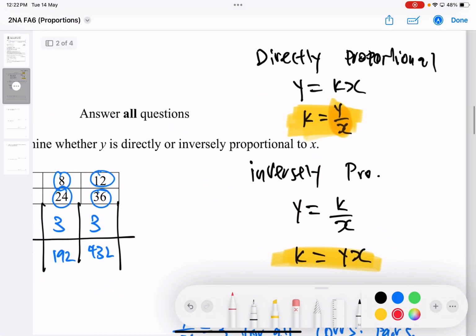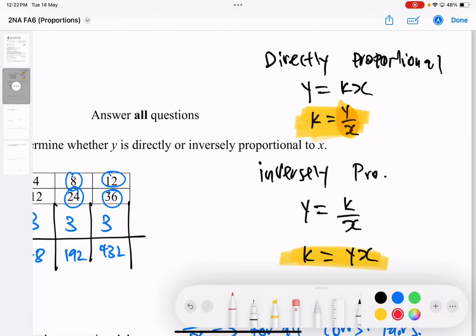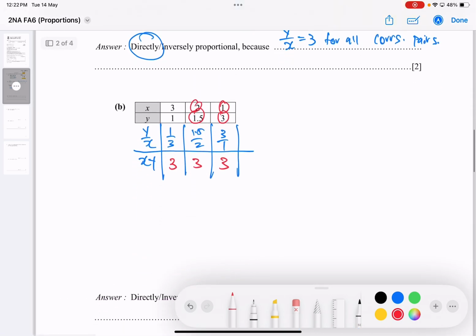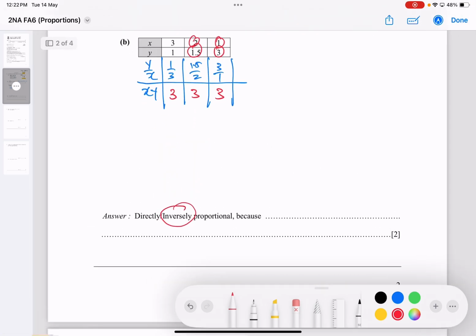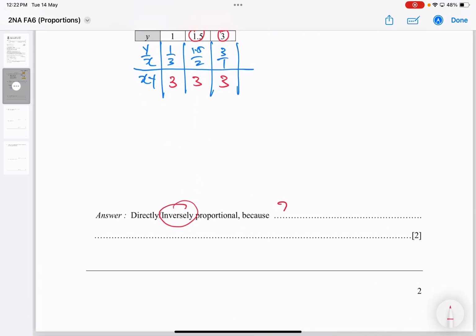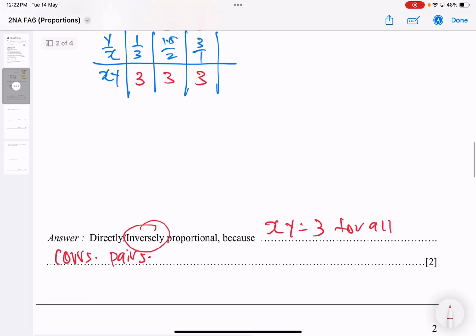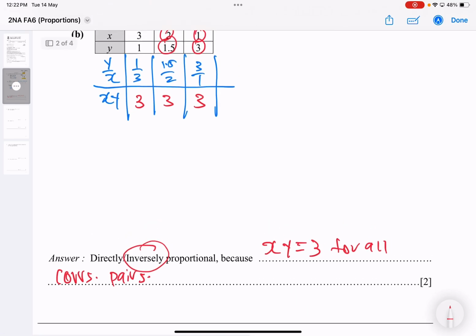X times y. Is it inversely proportional or directly proportional? Inversely. Okay, so in this case, it is inversely proportional, because the constant x times y is equal to 3 for all corresponding pairs. Alright, so I know that it is the same.